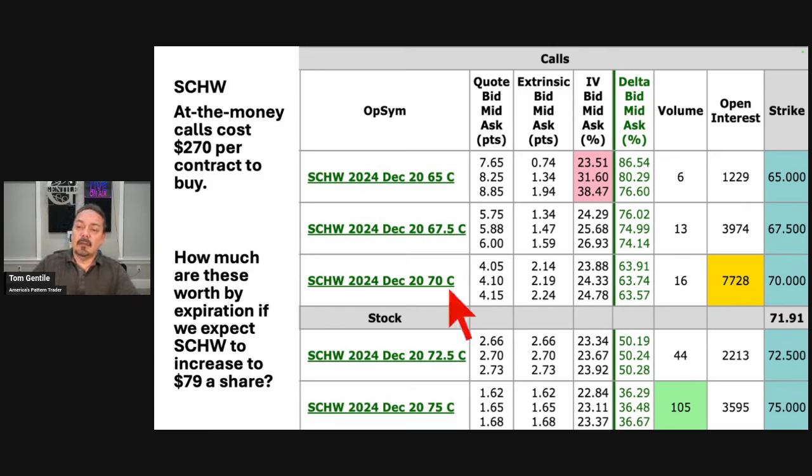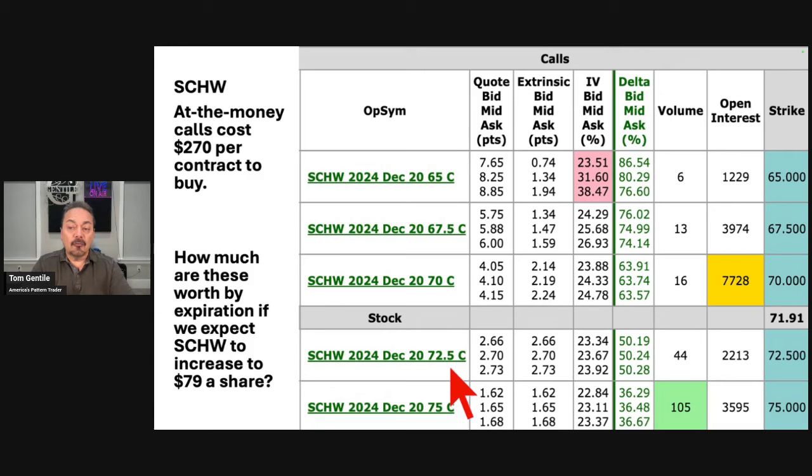If you look at the at the money options, I'm actually looking at the 72 halves, because with the stock closing near 72 today, 72 half is closer than 70. So the at the money calls, slightly out of the money calls, are going to cost about $2.70 or $270 a contract to buy. So question to you, how much are these options going to be worth minimum by expiration if we expect Schwab to increase to $79 a share?